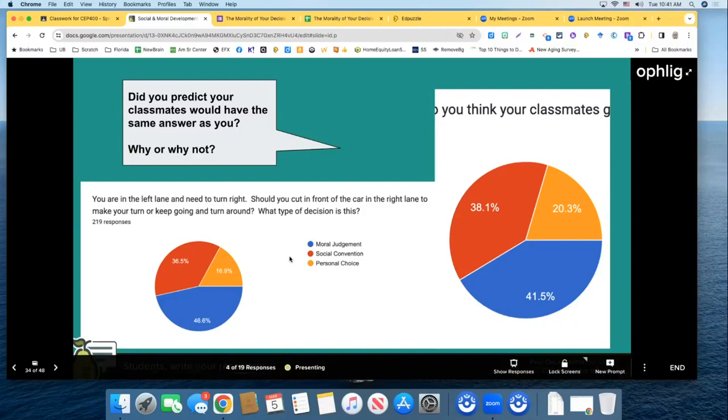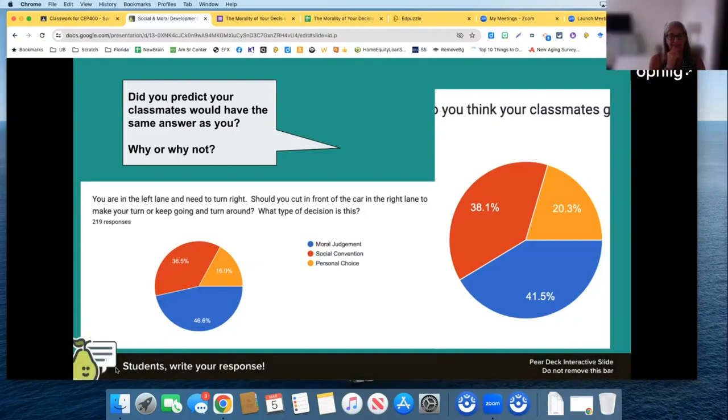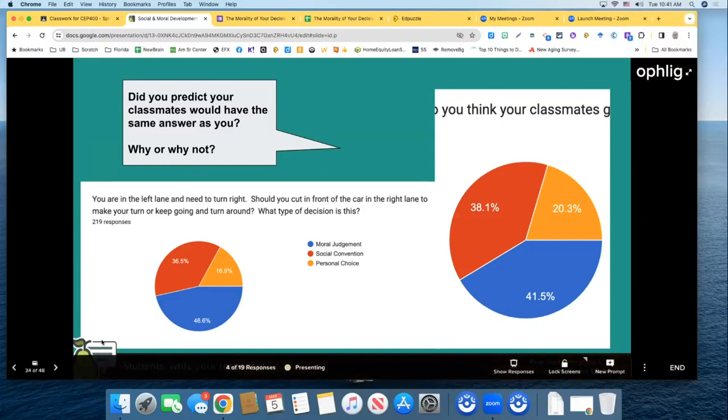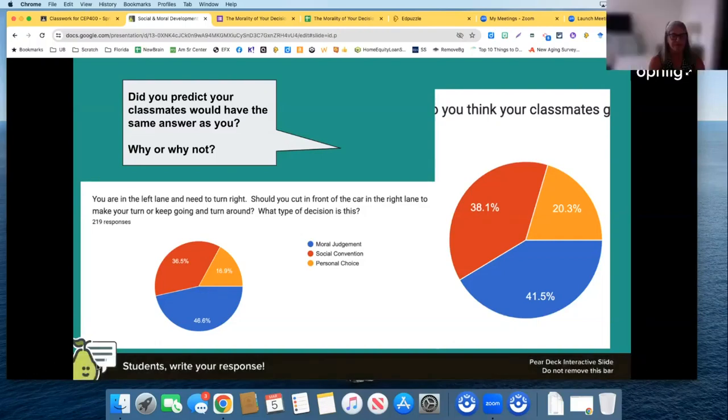So we said that it was a social convention because, you could get pulled over for it. I was kind of in between both personal and social, because you could choose to do it or not to do it, but it's also social because if a cop saw you do it, he could pull you over.